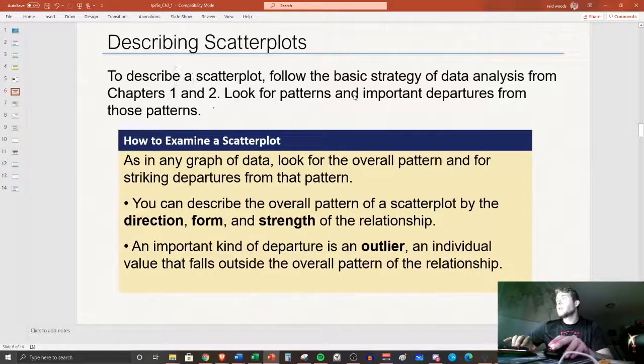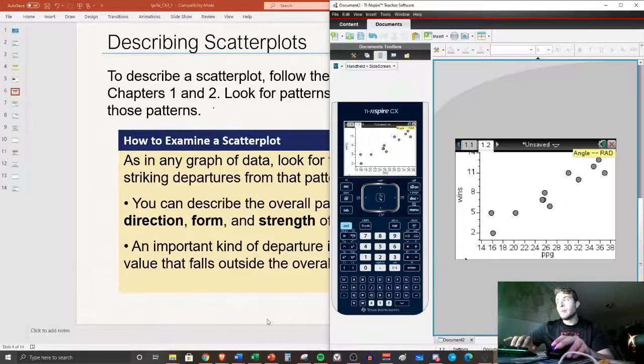So to describe a scatter plot, we're going to follow the basic strategy of data analysis from chapters 1 and 2. We're looking for patterns, we're looking for departures. So we've got our data here, and we're looking at this pattern.